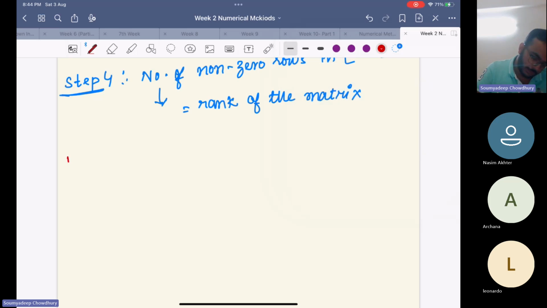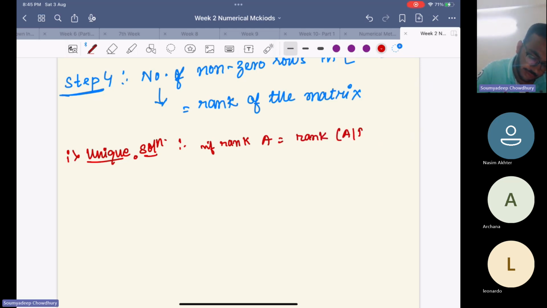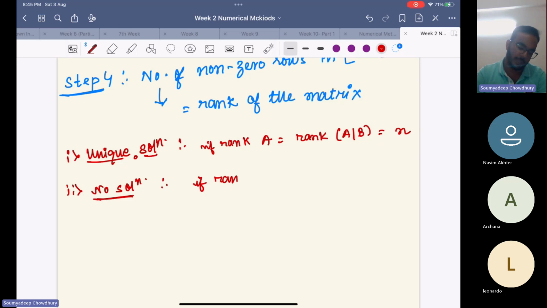So the first one is if you have a unique solution. For a system of equations to have a unique solution, the rank of A and rank of the augmented matrix both should be equal to n, that is the number of unknowns. A system of equations may not have any solution. That is possible if the rank of A is less than the rank of A slash B, and the rank of A slash B is n.